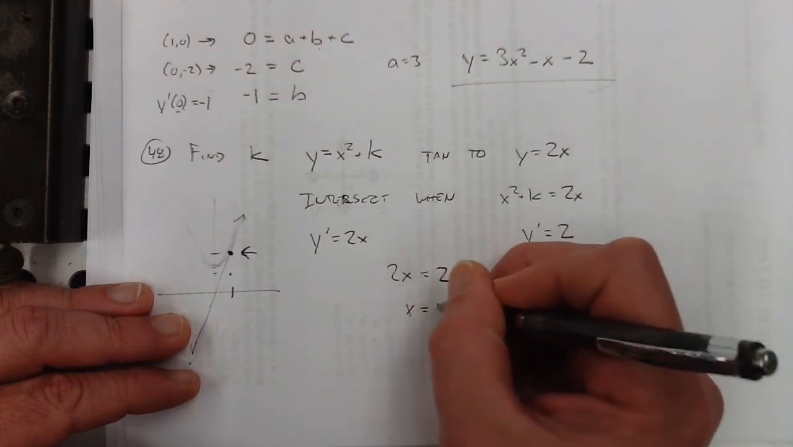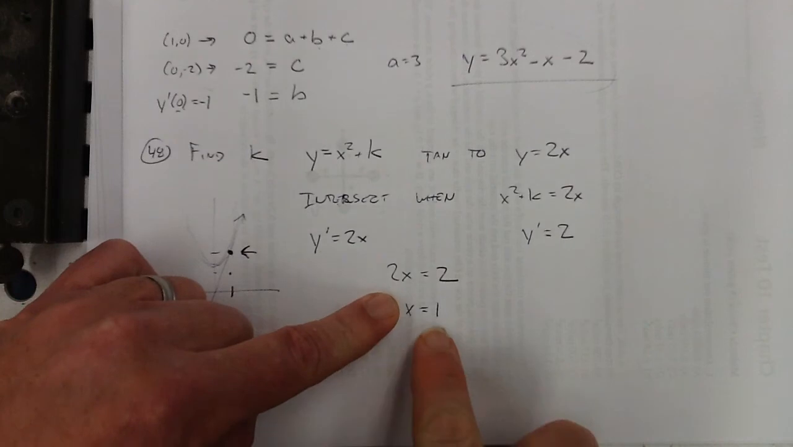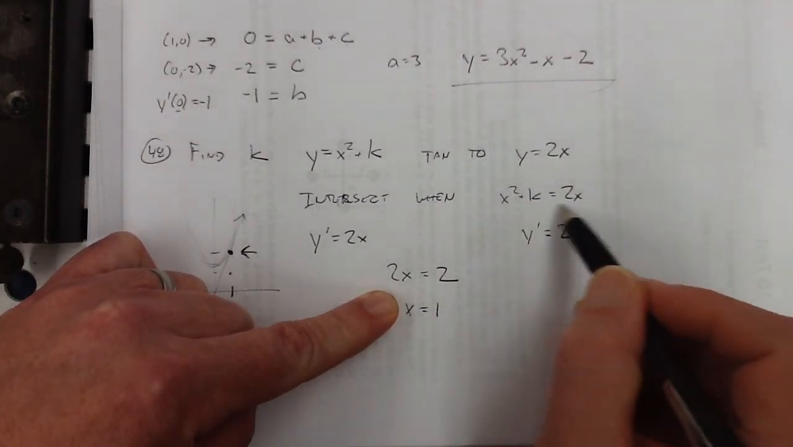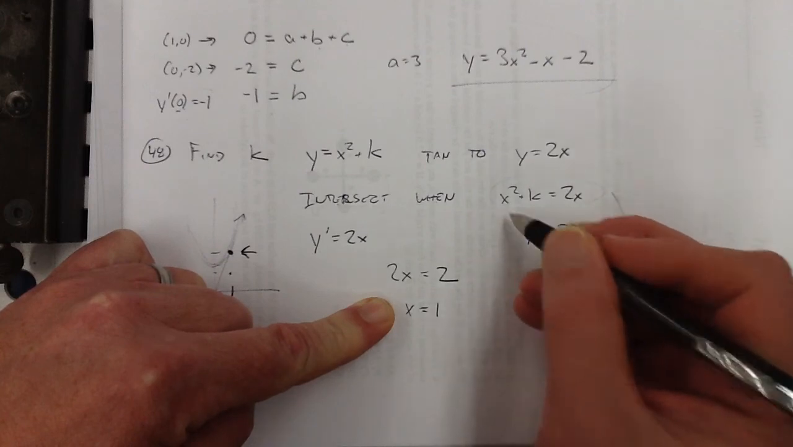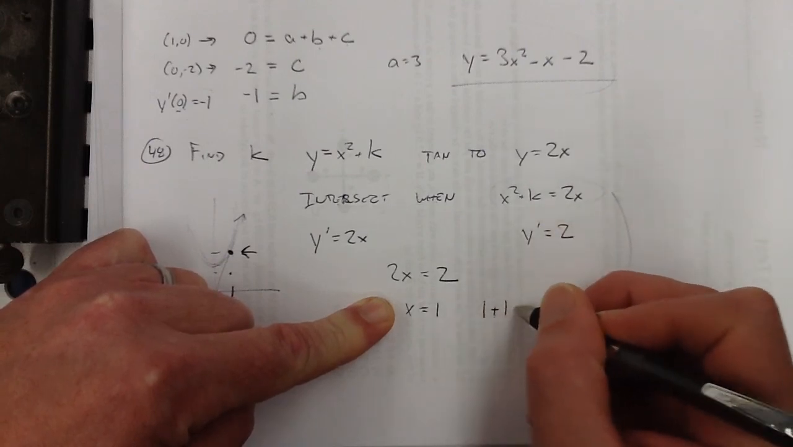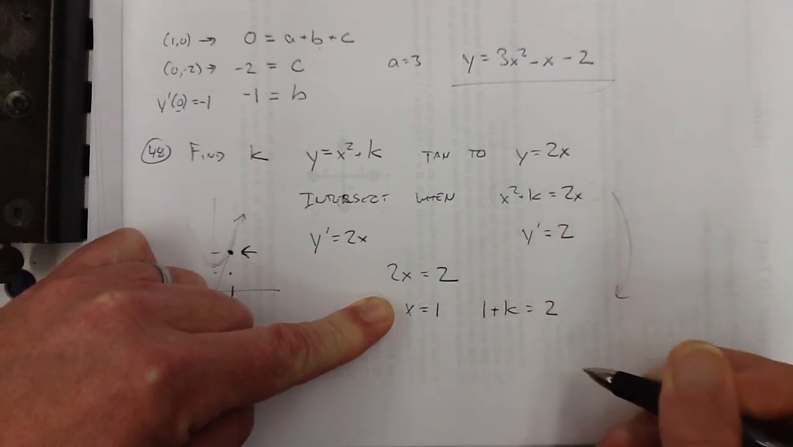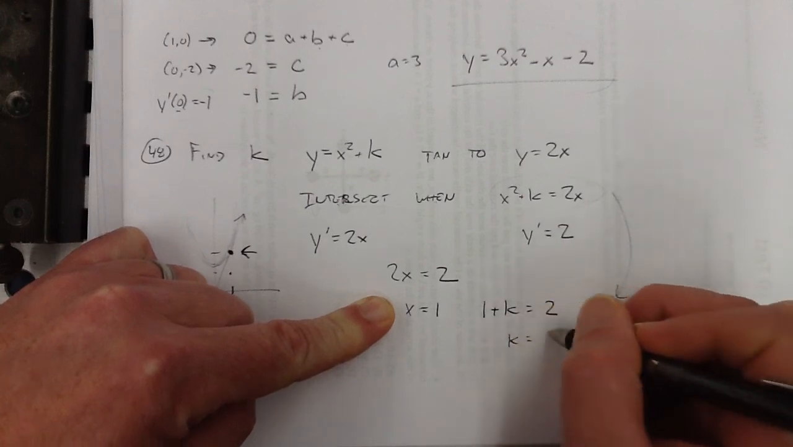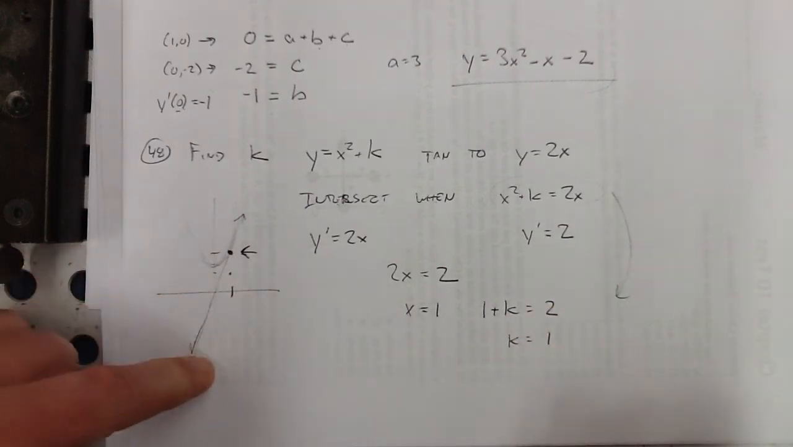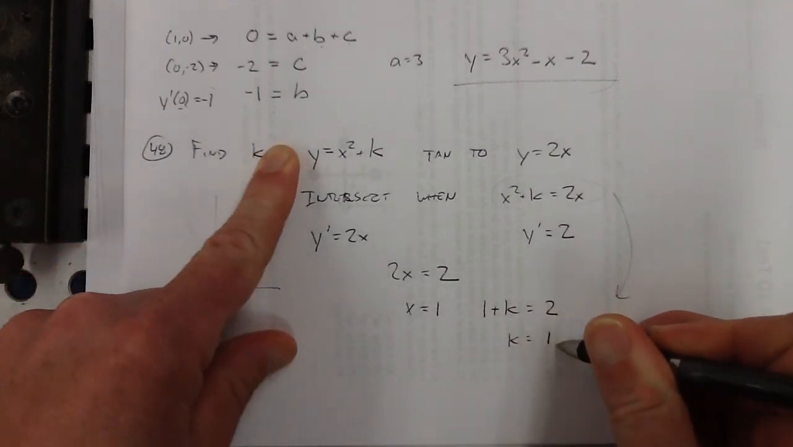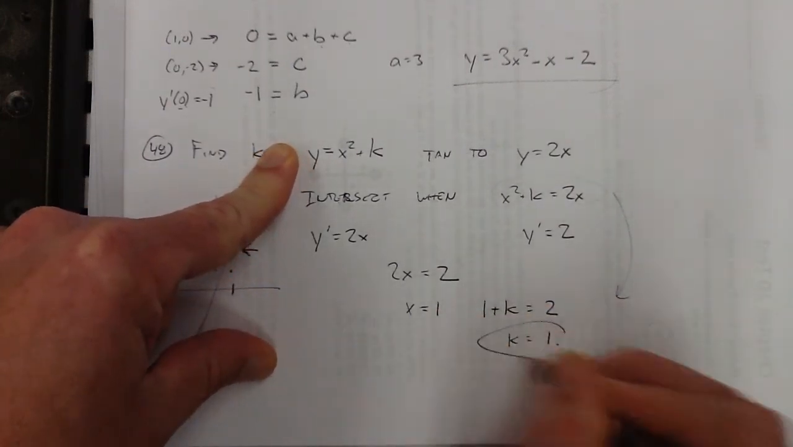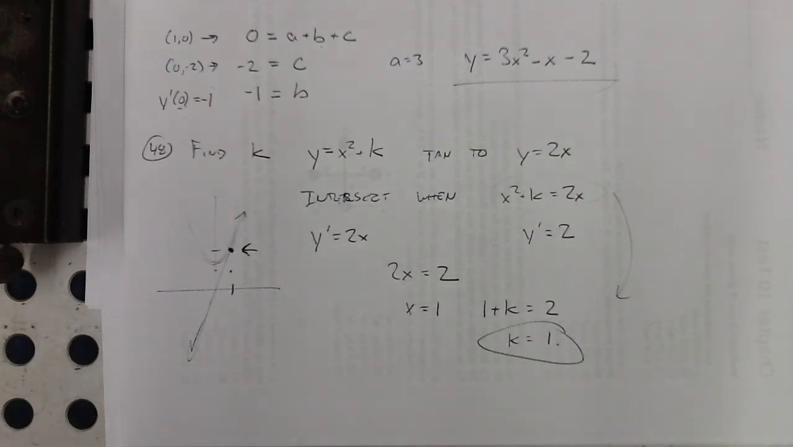So x equals 1. And if x equals 1, well, I have this equation here, right? So plugging 1 into this, I get 1 plus k equals 2. So k is equal to 1. So it looks like that's all I need to know. What's the value of k? I guess I found it. That wasn't too hard.